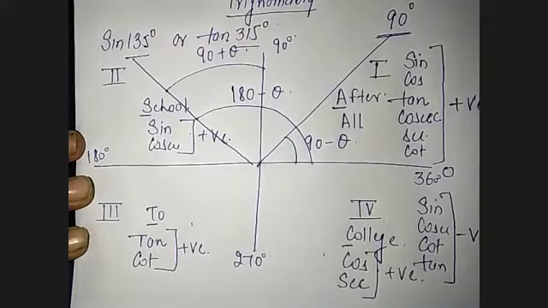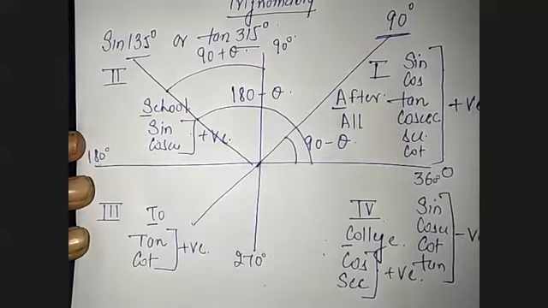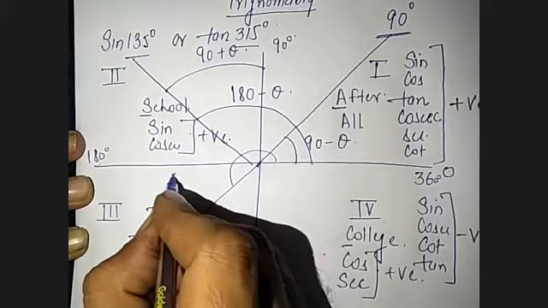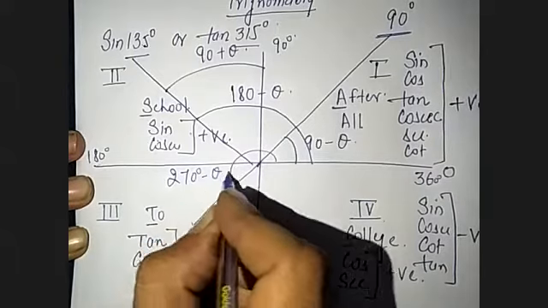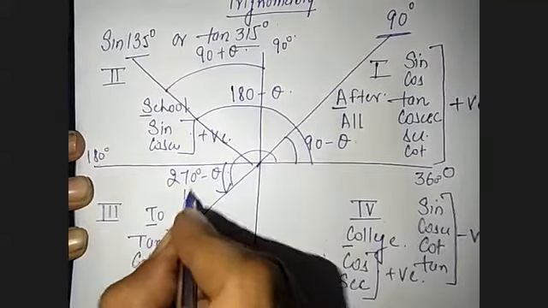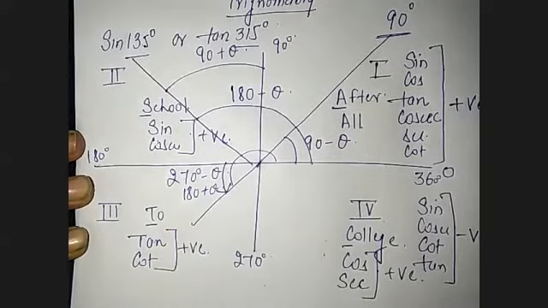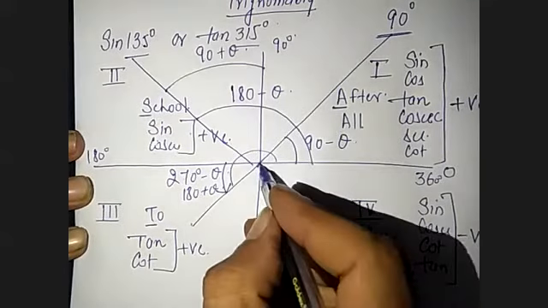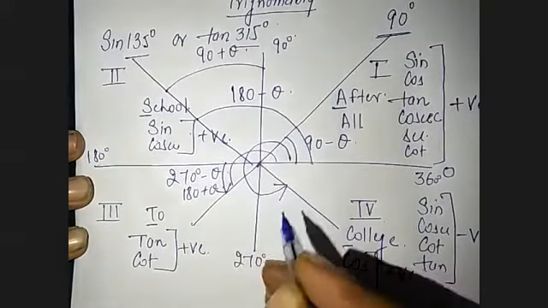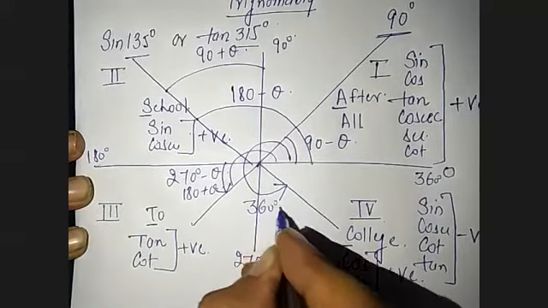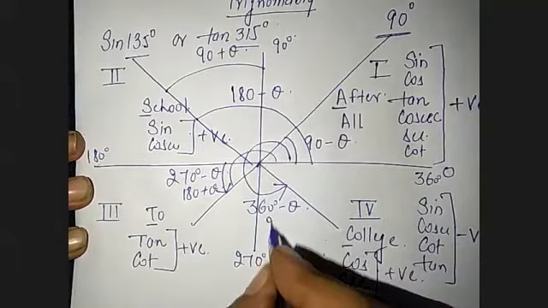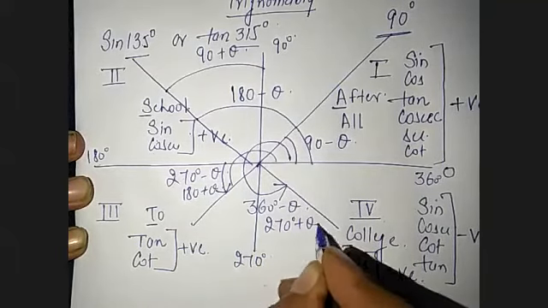And the angle can lie here also. So it can be 270 degree minus theta, or we can write it also like this: 180 degree plus theta. And the last, the angle can lie here also. So if we do it like this, we are trying to measure the angle. Somebody can say it can be 360 degree minus theta. And somebody can come here also, and say 270 degree plus theta.